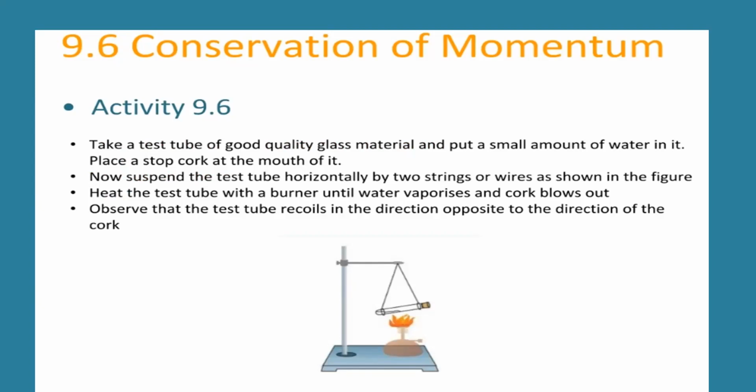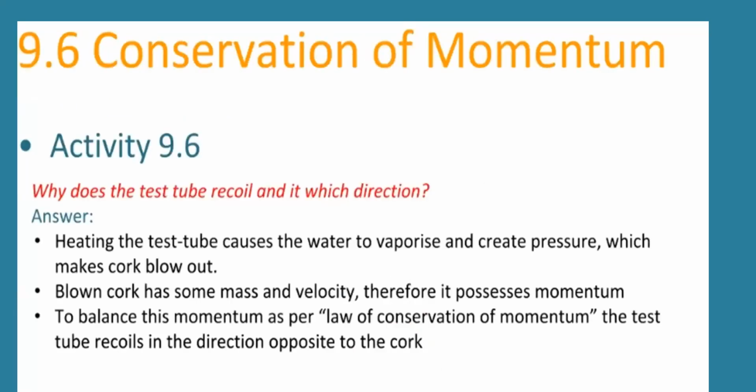Take a test tube of good quality glass material and put a small amount of water in it. Place a cork at the mouth of it. Now suspend the test tube horizontally by two strings or wires as shown. Heat the test tube with a burner until the water vapors blow out the cork. Observe the test tube's recoil in the direction opposite to the direction of the cork. Why does the test tube recoil, and in which direction?